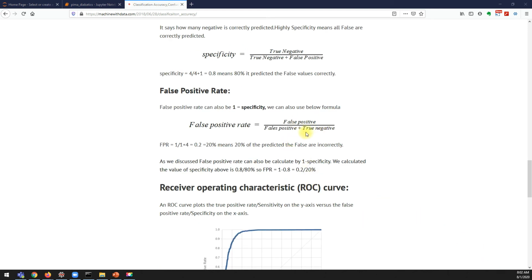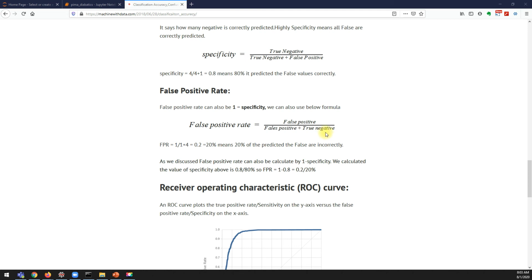So why true negative? When you say false positive, it's actually negative but predicted as a positive. So that's why in the denominator we are taking the true negative.